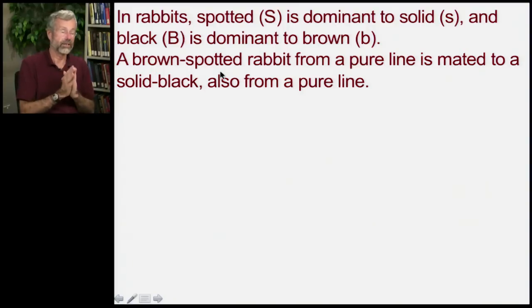So here's what I want you to do. Please get out a piece of paper and figure that we've got a brown spotted rabbit from a pure line mated to a solid black, also from a pure line.